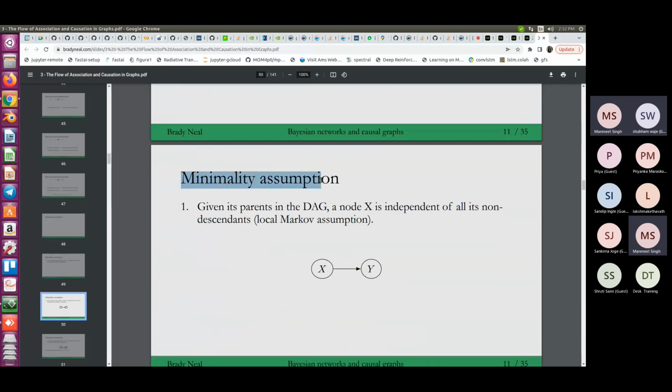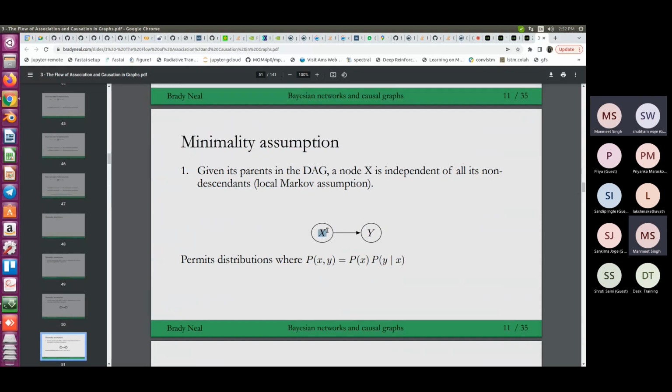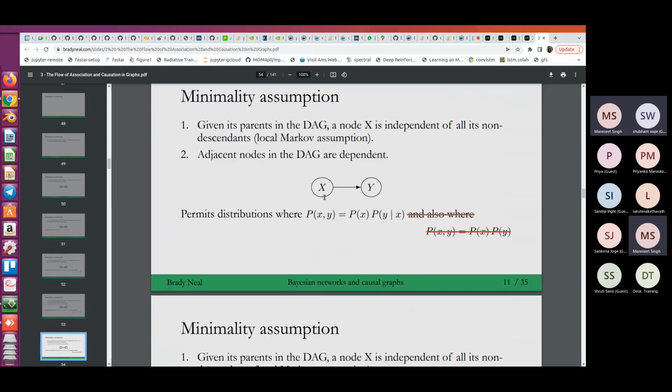Then we have an assumption known as the minimality assumption, which is that given its parents in the DAG, a node X is independent of all its non-descendants. So now X basically becomes independent of all its non-descendants. Non-descendants are basically the nodes which would otherwise be the parents of X, right? And adjacent nodes in the DAG, the directed acyclic graph, are dependent.